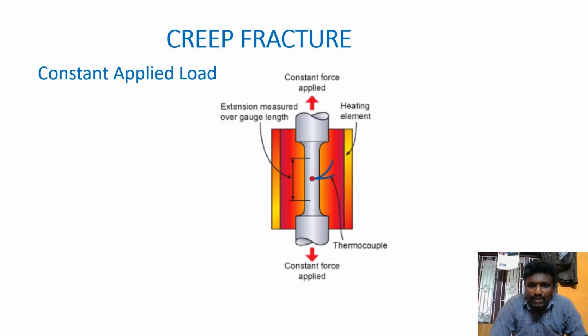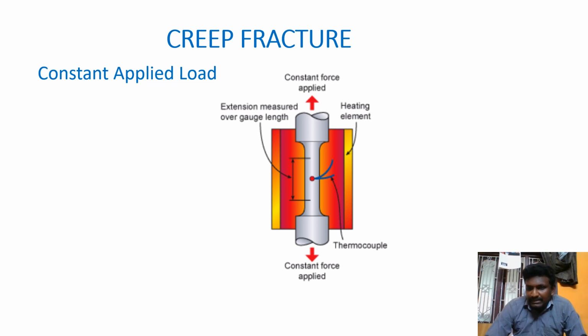The last one is creep fracture. The creep fracture is constantly applied load. For an example, in the ceiling we have hooked a fan. The full load of the fan is on the hook. The hook is holding the fan, and constantly the load of the fan is on the hook. One day the hook fails. That failure is called creep fracture. This is all about the fracture.